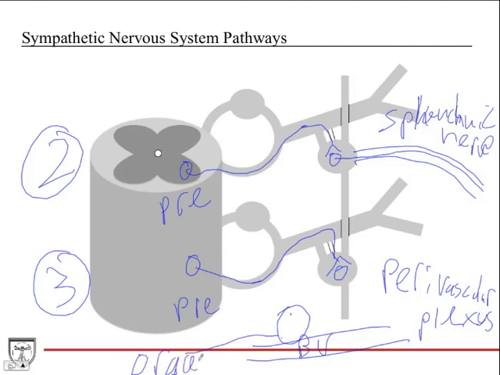So what happens is these postsynaptic neurons just branch off. These are usually close by anatomically. They branch off via nerve structures and travel in these plexuses along the blood vessel to innervate the resulting organ. Okay, so that's the third option.